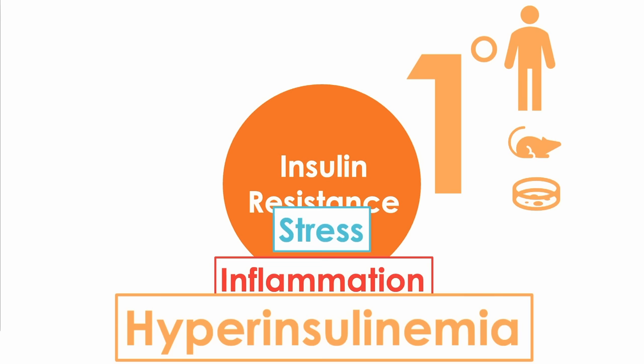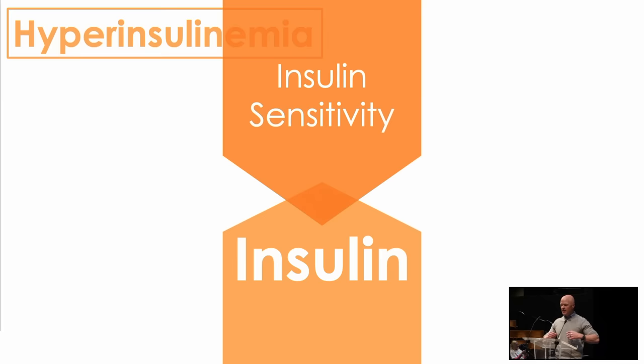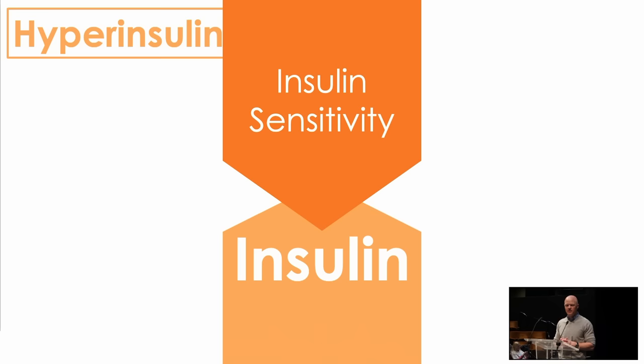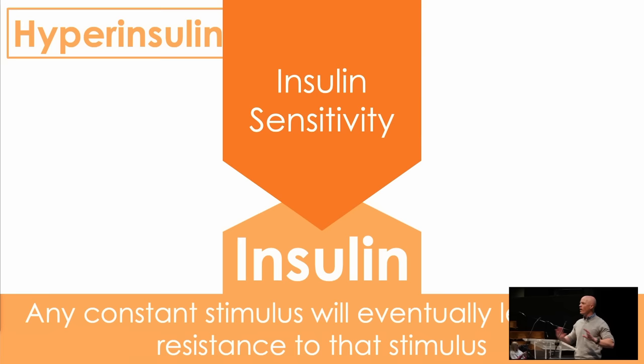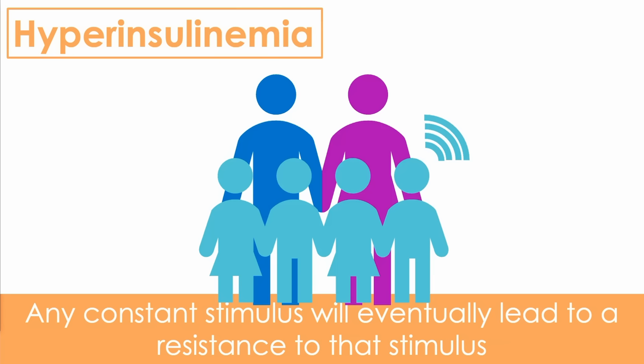Now, in this scenario, too much insulin. As the body is flush with insulin, it becomes increasingly less sensitive to insulin. And this is reflective of a fundamental biological principle. It doesn't matter what we're talking about in life, too much of something will result in a resistance to that something. Now, let me give you a funny little analogy.